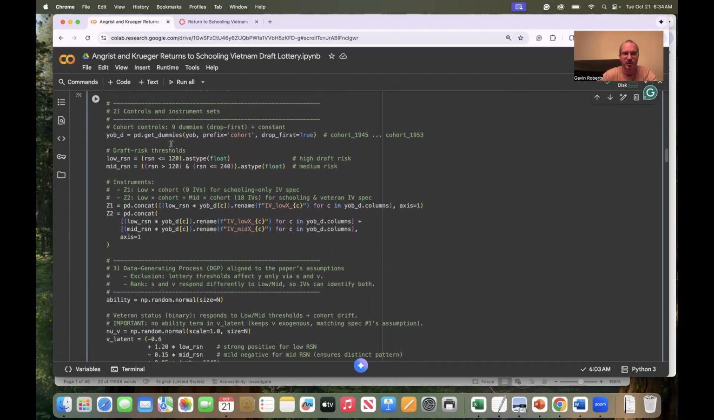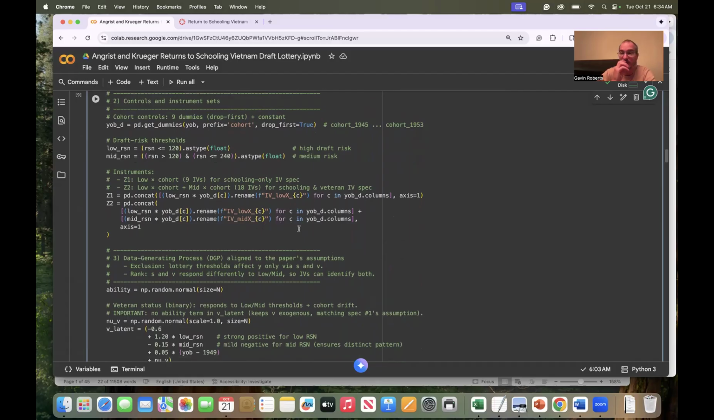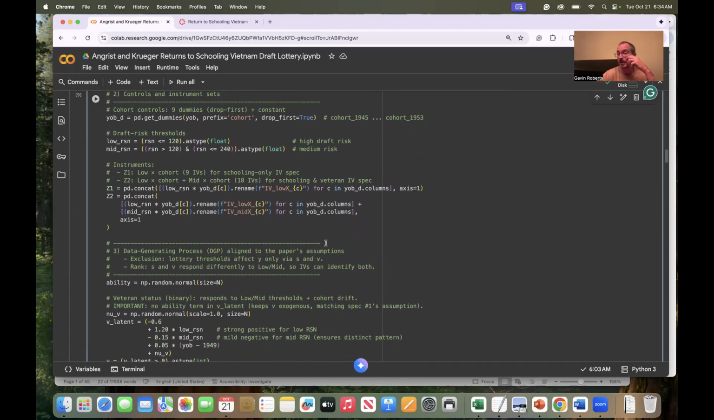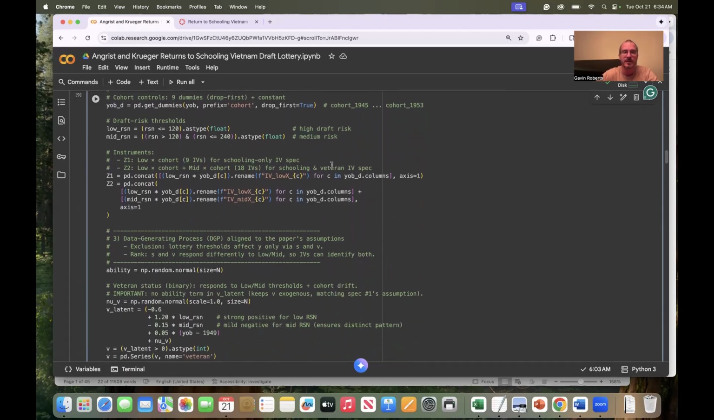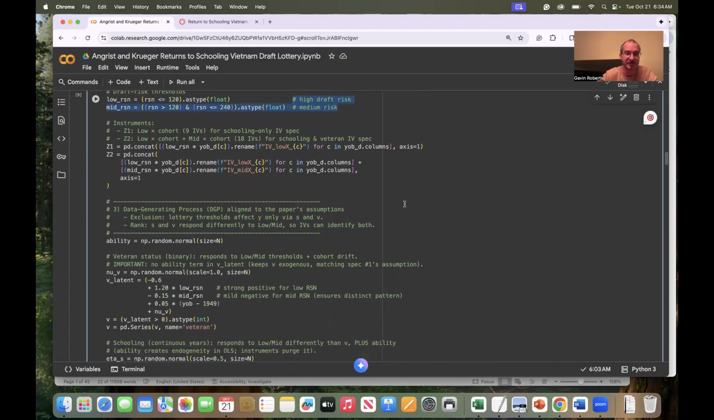And now we have controls. Our control variables in our case are just going to be dummies. Angrist and Krueger had more demographic information, but we're simulating people, so they don't vary for demographic reasons in our simulation. Then we have to create draft risk thresholds, because if you have low numbers, then you're high risk, and if you have high numbers, then you're low risk. So this is a matter of just creating those two risk levels of thresholds that are similar to what they do in the paper.